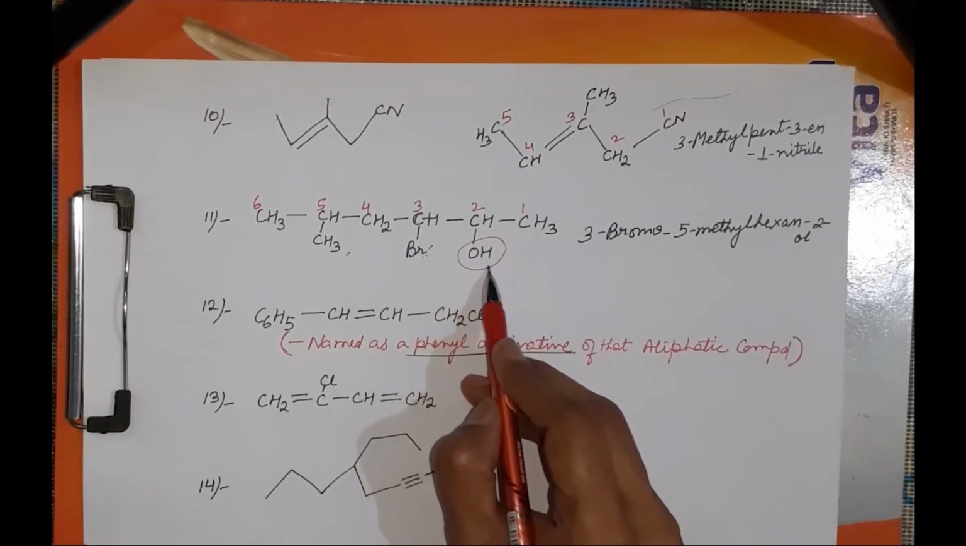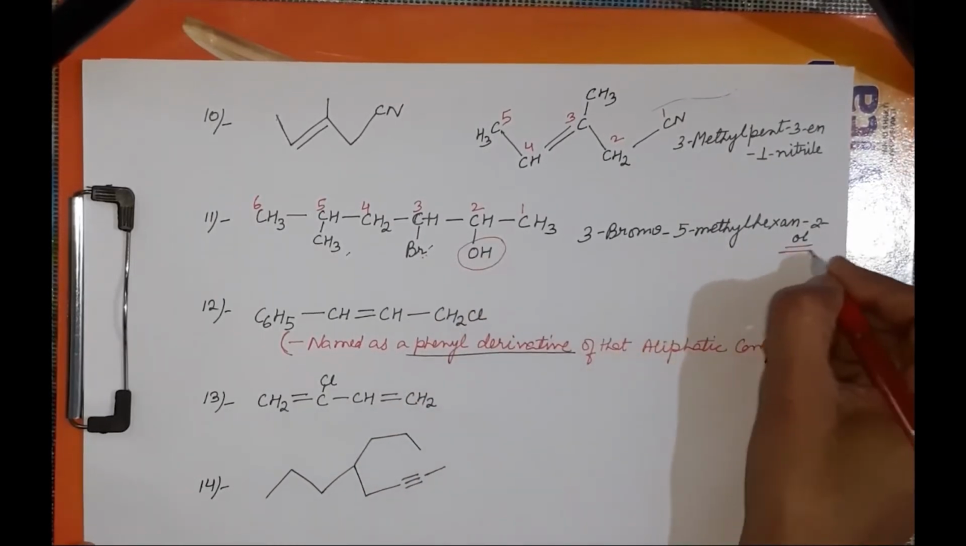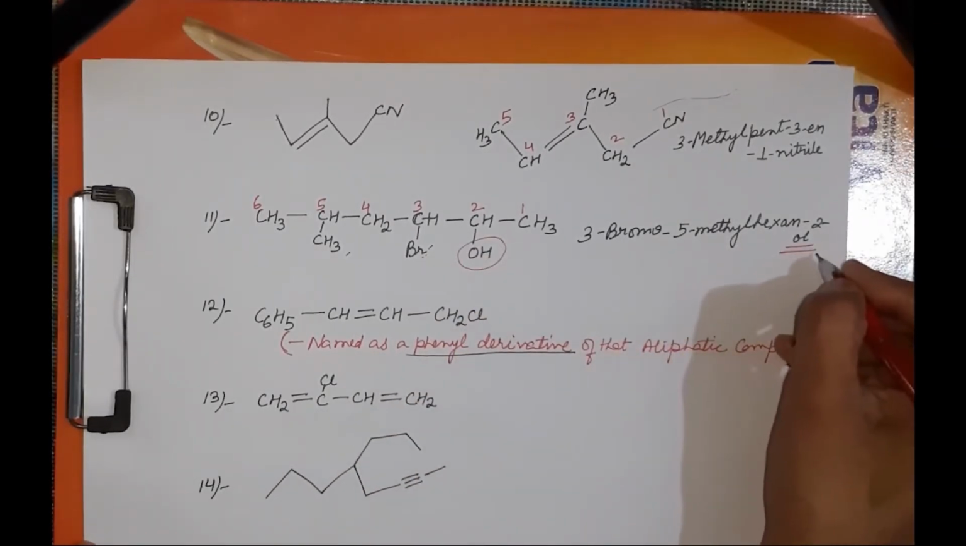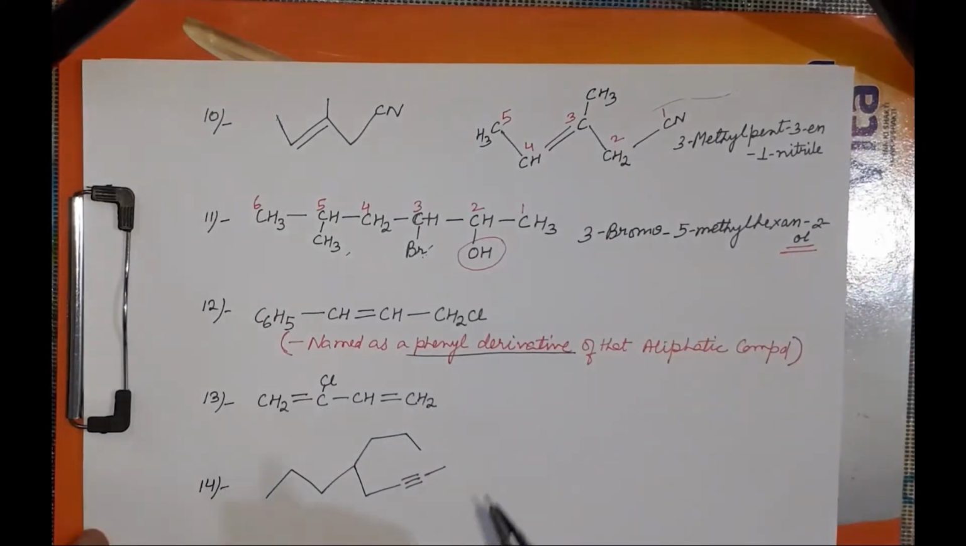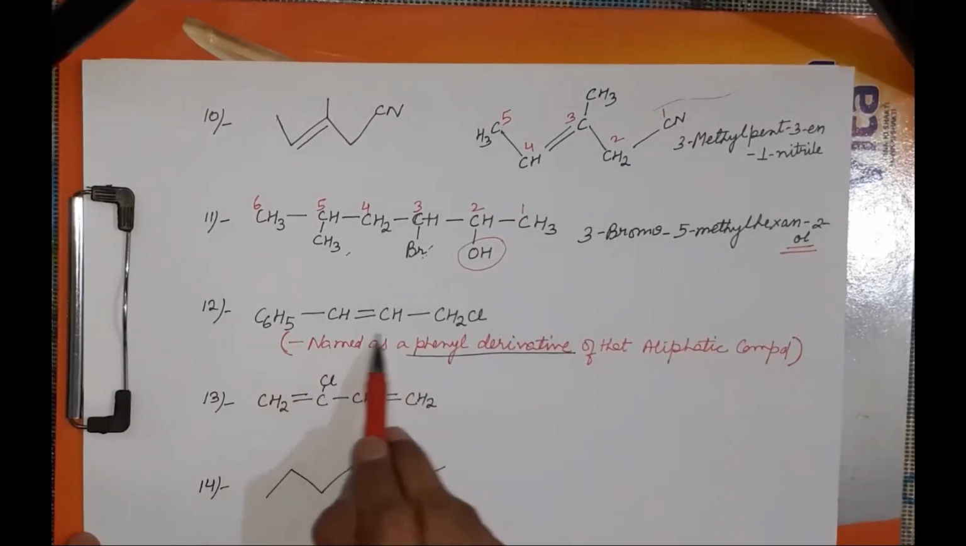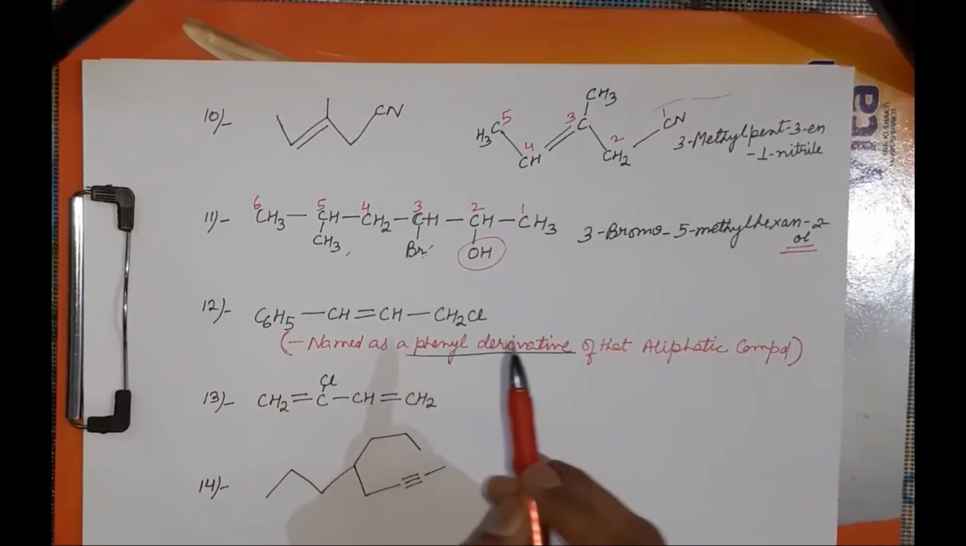Position of the alcoholic group is 2. So 2-ol. "ol" is added as a secondary suffix for the alcoholic group. So now the next example is, here we can see a different type of compound.